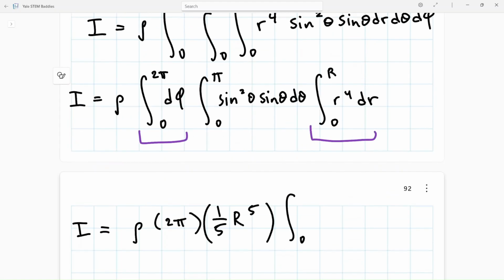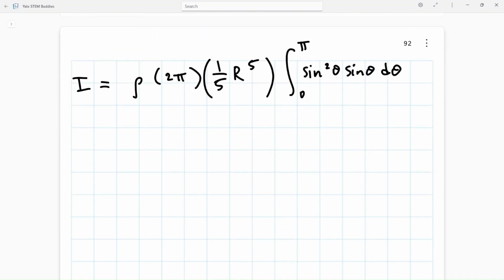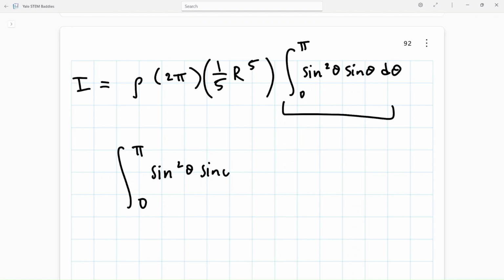And then I'm just left with this integral from 0 to pi of sine squared theta sine theta d theta. Okay, how do we go about tackling that last integral right here? Well, let's go ahead and use a trig identity. So, let me just write this better.